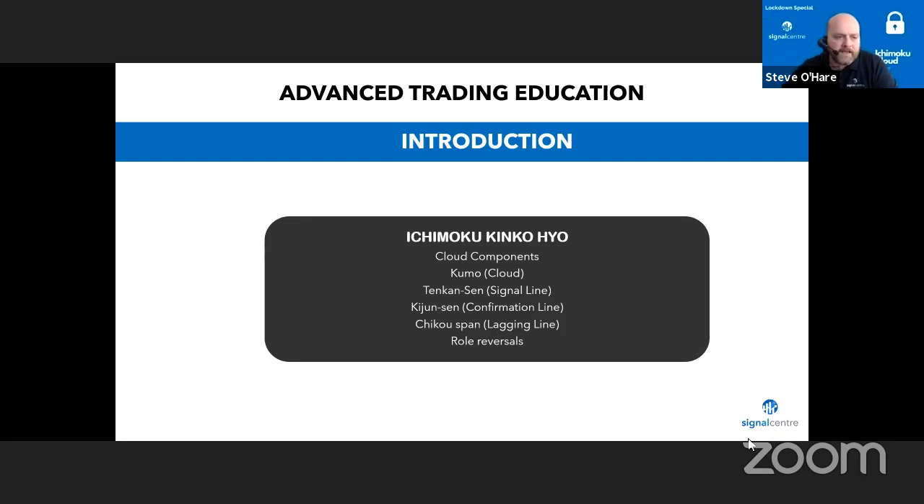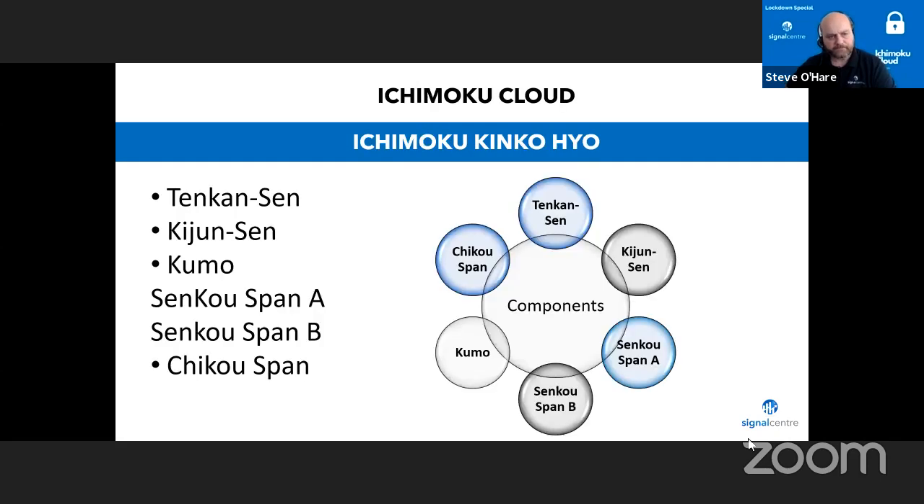We're going to go through the cloud components: the cloud, the signal line, the confirmation line, and the lagging line. Once we do that, you'll get a better understanding, and then we'll go into some trading strategies and some live images from different charts. I'll pick charts at random just to give you an idea of how easy it is to use.